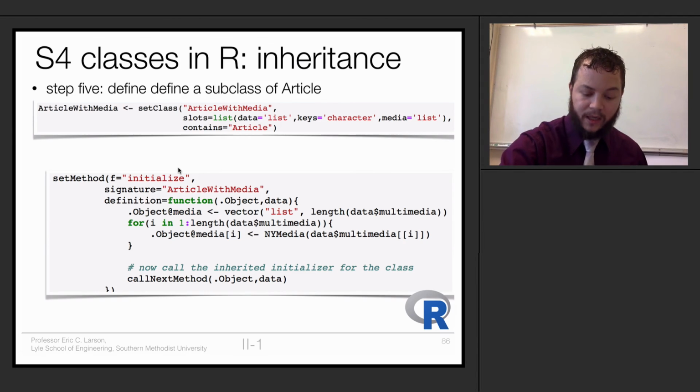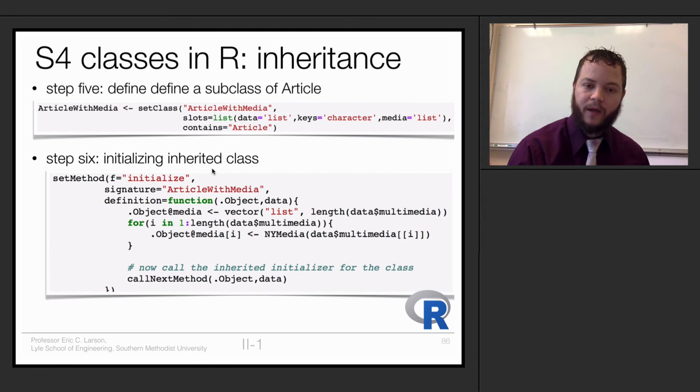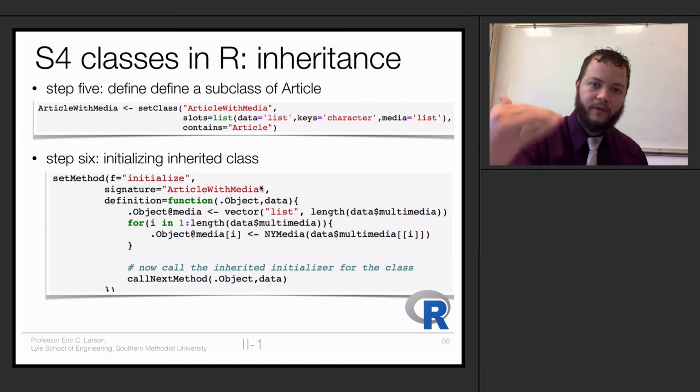superclass. And now I can initialize my inherited class in this way, because when I inherit from something, I want to be able to call the initialization function for that original class. The way that I do that in R is set method. We're going to be looking at the initialization method for the article with media class, so that's exactly the same as before.